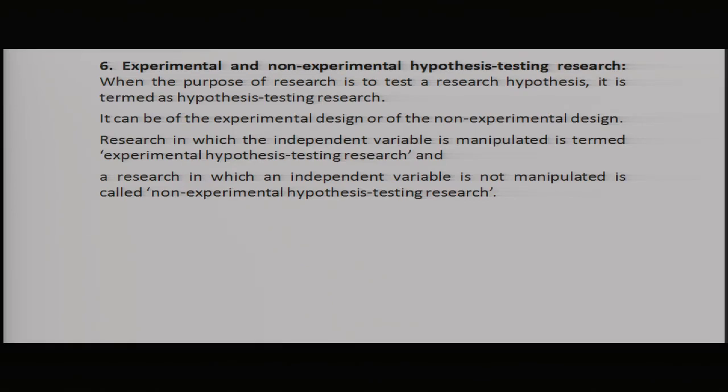Next comes experimental and non-experimental hypothesis testing research. When the purpose of research is to test a research hypothesis, it is termed as hypothesis testing research. It can be an experimental or non-experimental research. A research in which independent variable is manipulated is termed as experimental hypothesis testing research. A research in which independent variable is not manipulated is non-experimental hypothesis testing research. Okay. If independent variable is manipulated, it comes under experimental. If independent variable is not manipulated, then it is non-experimental.